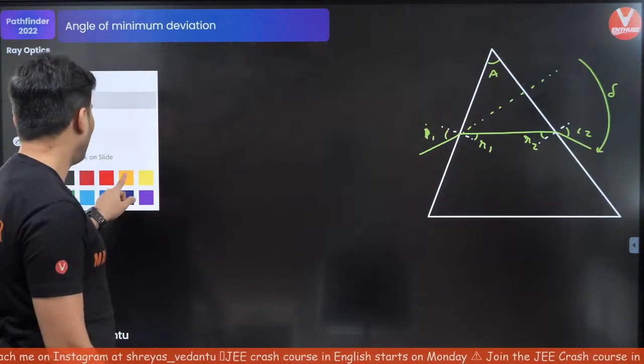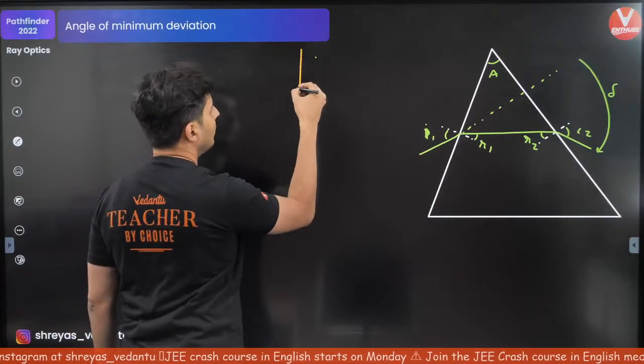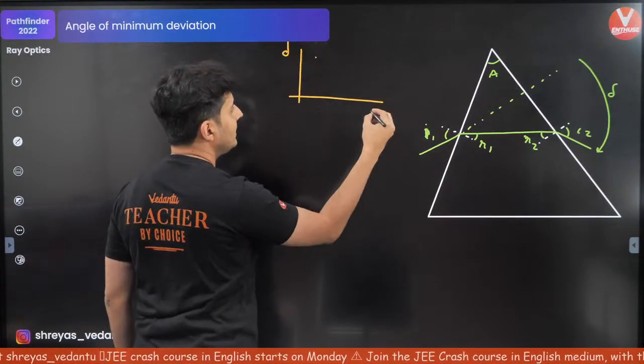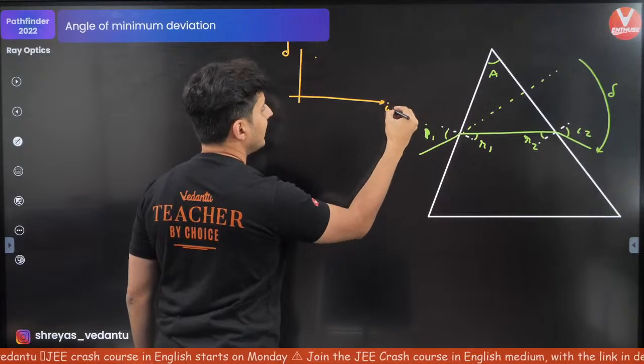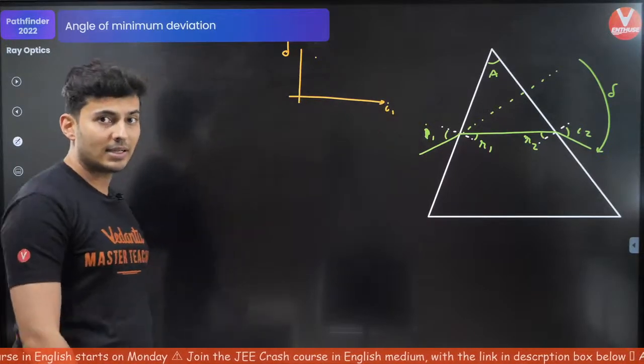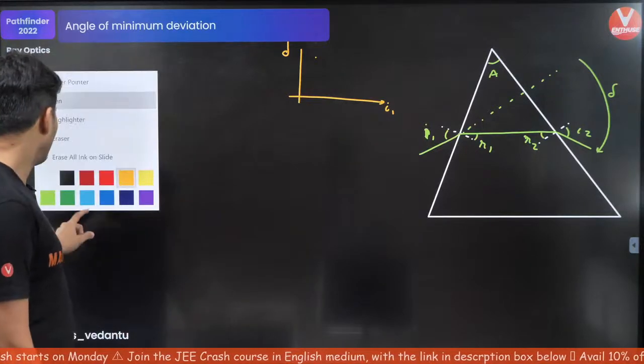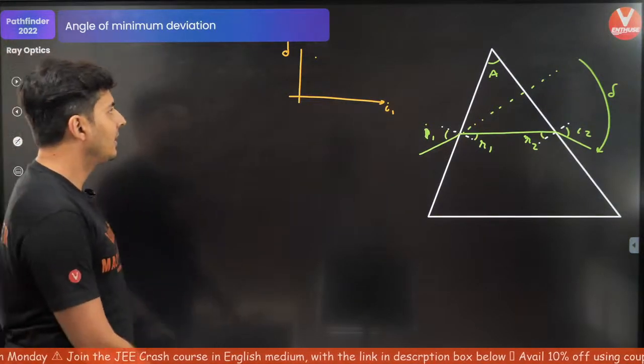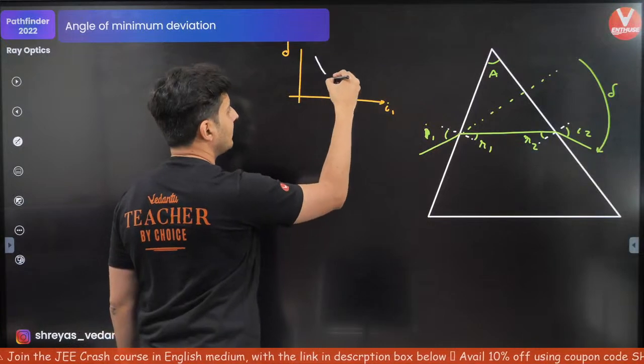And if you draw a graph of delta versus different angles of incidence, you can do this practically. You will find that the graph comes out to be somewhat like this.